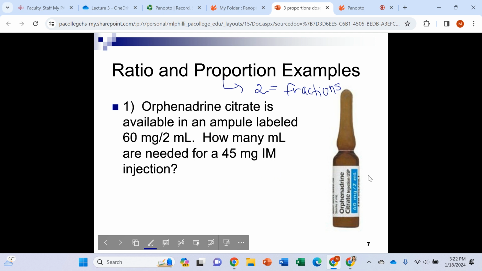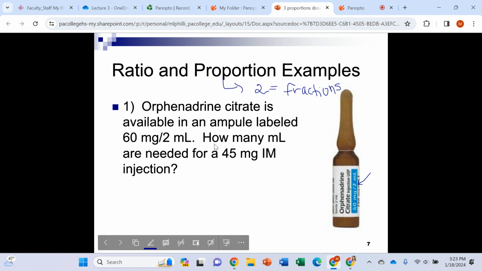When I read this particular problem, this particular med is available in an ampule labeled 60 milligrams per 2 mLs. I see that labeling right over here, 60 milligrams per 2 mLs. The question I'm asked is how many milliliters are needed for a 45 milligram IM injection. This particular problem could be solved many ways. We could use the nursing formula, we could use a proportion, we could use dimensional analysis, but our goal here is to demonstrate this using the proportion idea.